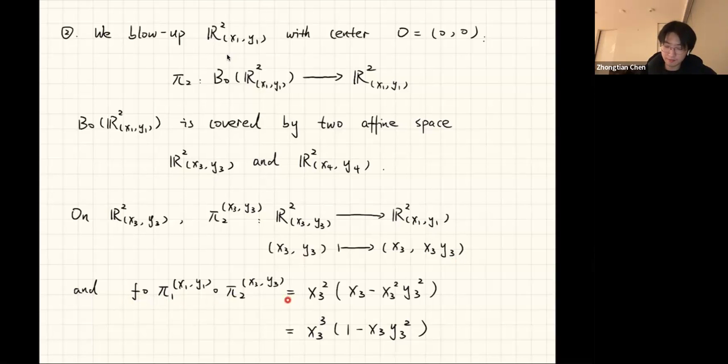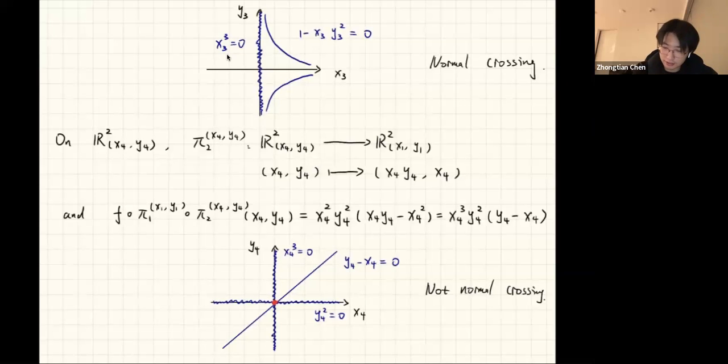Then we can compute our polynomial on the first coordinate. We do the same thing. We can plot it, and you can see it's normal crossing, right? Each point on this curve looks like just an interval.